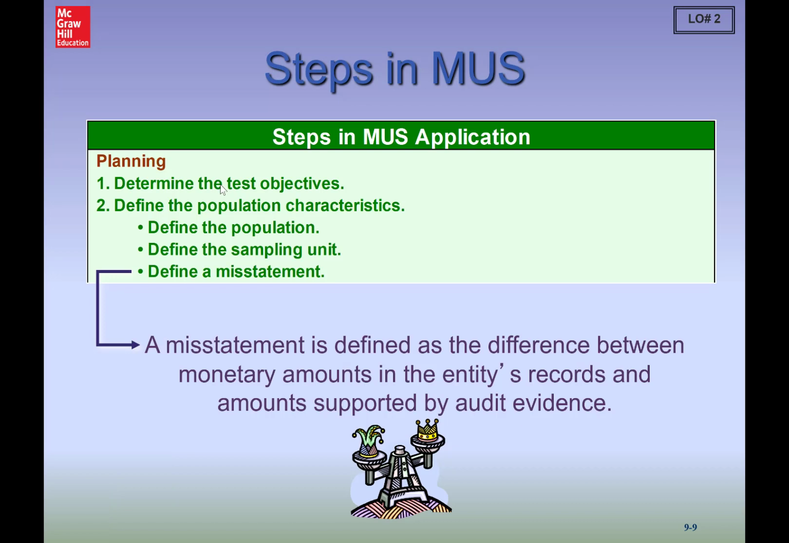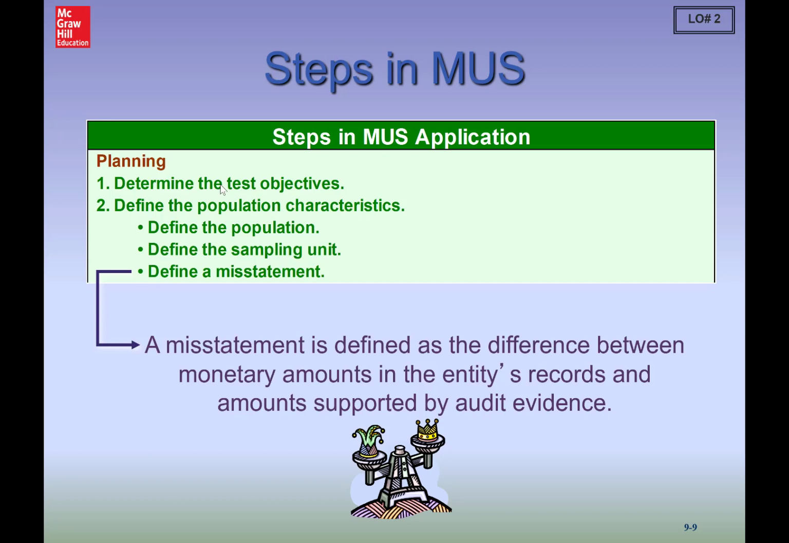Okay, good. So let's just go ahead and take a look at our steps here. Determine the test objectives, which is to define if there's material misstatement. Define the population characteristics. What is the population? What is the sampling unit? Population would be all the accounts receivable. Sampling unit would be each individual customer's account receivable. Or, in the case of the dollar unit sample, each dollar contained in our interval is that sampling unit.